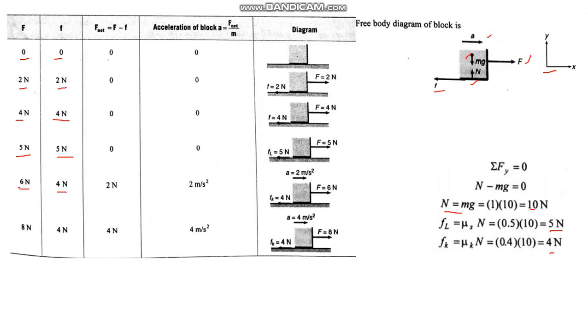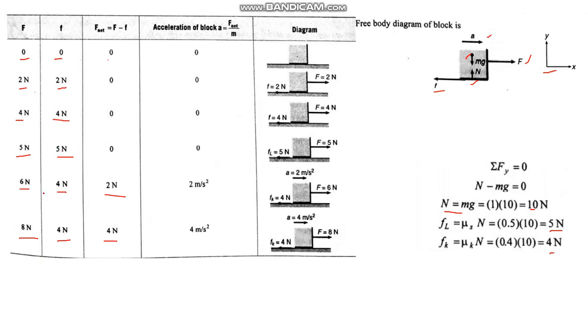So net force here will be 6 minus 4, it will be 2 Newton. After that it is in motion, so kinetic friction, kinetic limiting value only we have to consider. Now let us say you apply 8 Newton force, the net force will be 4 Newton. You should not take 5 Newton.